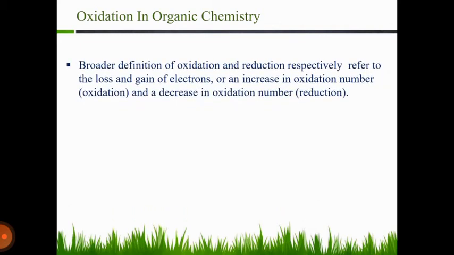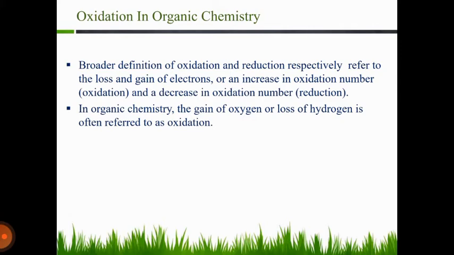In general, in the broad definition, oxidation and reduction respectively refer to the loss or gain of electrons, or an increase in the oxidation number, which is called oxidation, and a decrease in the oxidation number, which is called reduction. I have given more writing in order to make you understand better. I could have given only the important points, but I have given the definition so that you will understand better. In organic chemistry, the gain of oxygen or loss of hydrogen is often referred to as oxidation.